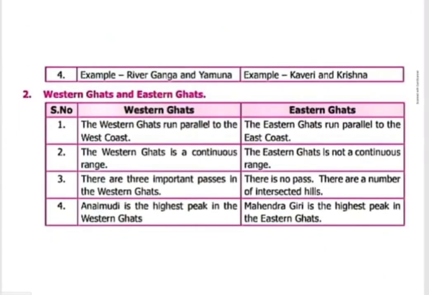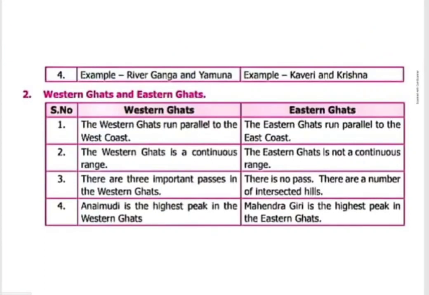The next one, the second one, examples are also given, children. For the Himalayan rivers, what are the rivers in the sense? Ganga, Yamuna, like that it is given. At the same time, peninsular rivers: Kaveri as well as Krishna. Yes, the second question: Western Ghats and Eastern Ghats.